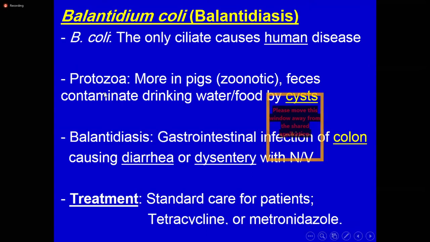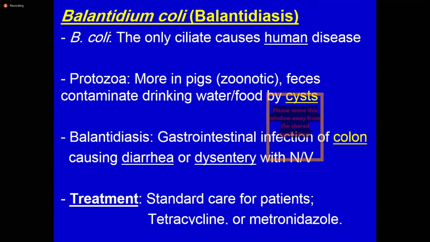This can be transmitted by, they can contaminate drink, water, and by cyst. Balantidiasis can cause gastrointestinal infection, mainly of the colon. Remember, this is colon infection, causing diarrhea or dysentery with nausea and vomiting. NV, nausea, vomiting.